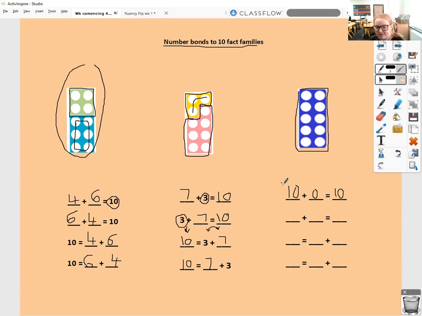Now I want to know the fact family for that number bond. This time I'm going to say that 0 plus 10 more equals 10. Fantastic. Next, our fact family is asking for our whole first. So our whole is 10. 10 equals, our first part is 10 plus how many more equals 10? 10 equals 10 plus 0. And our last number bond is our whole goes first. Our whole is 10 equals 0 plus 10.